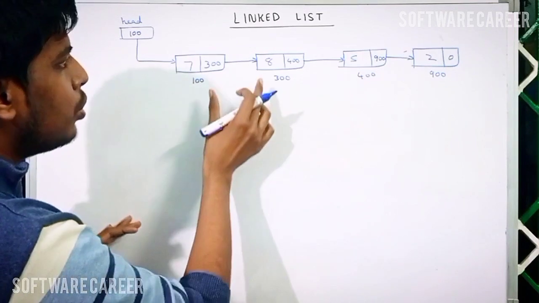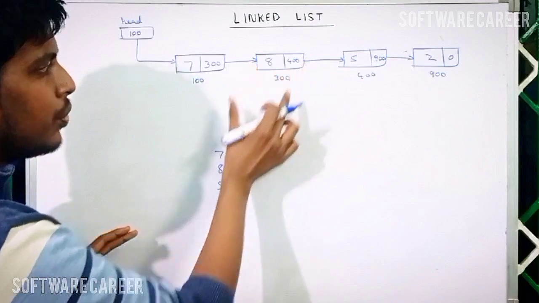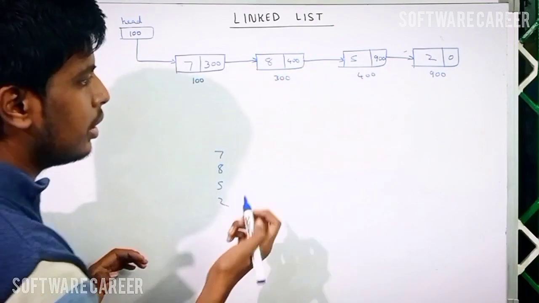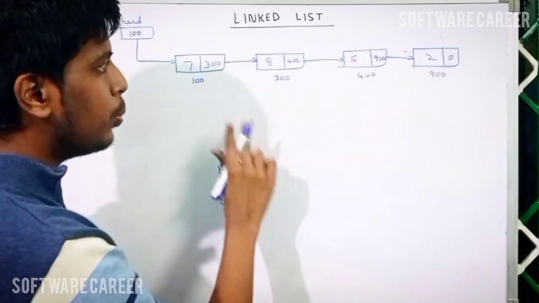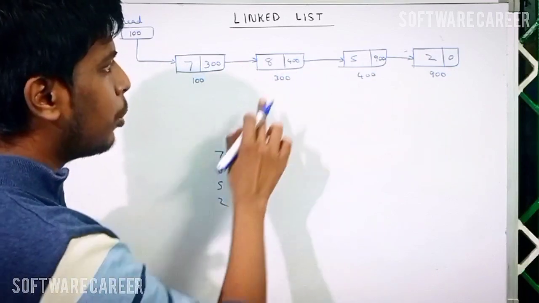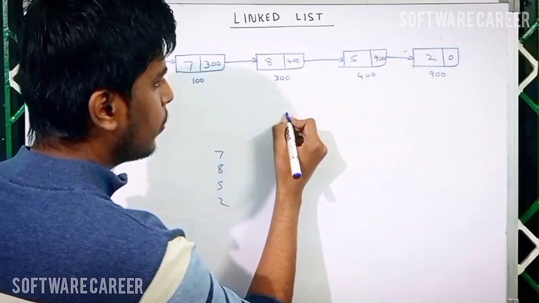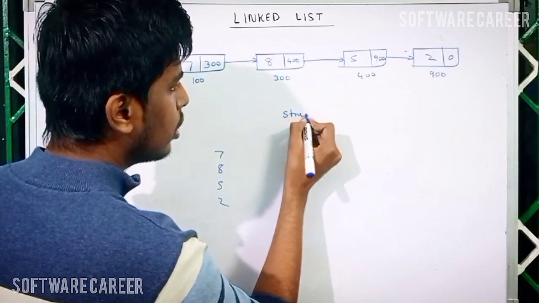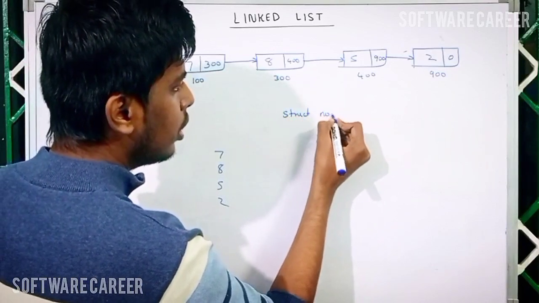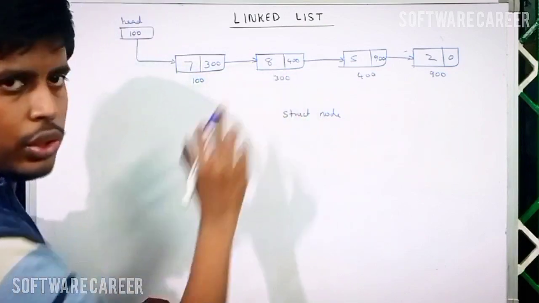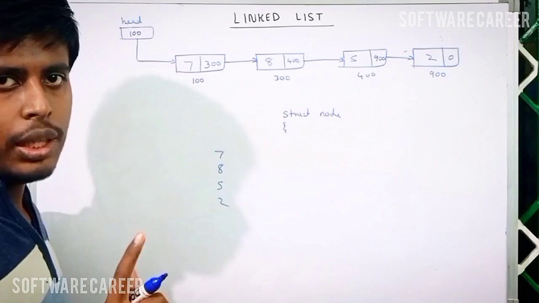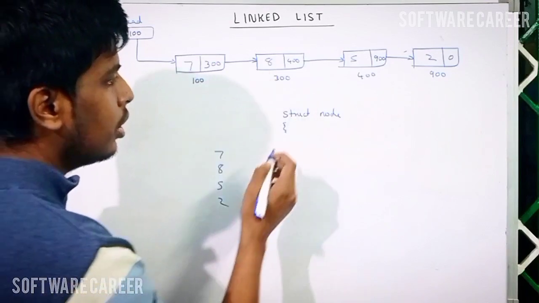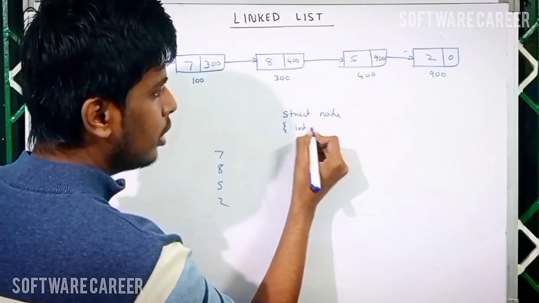Now see, how to write this structure of a linked list in code? Let's see. The structure of a node contains two parts, data part and pointer part. So I am writing struct node. This defines the structure of a node. Now in brackets I will write the first part, the data part. You can store the data values in it. So I am writing int data.